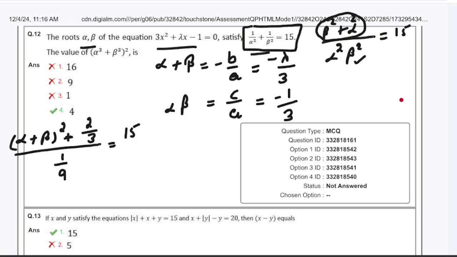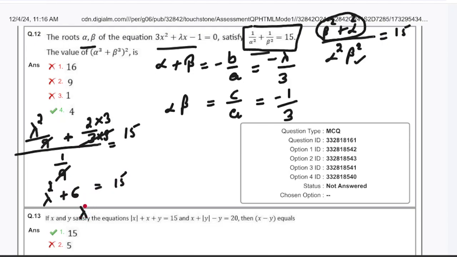Now, alpha plus beta is minus lambda by 3, so we can write lambda square by 9. Now, if we take LCM of 3 and 9, that gets 9. That means I can multiply 3 here, I can multiply 3 here. Now, this equation can be written as lambda square plus 2 into 3, 6 is equal to 15, because this 9 will get cancelled out with the LCM. From here, I can get lambda square is equal to 9. That means the value of lambda is going to be plus minus 3.